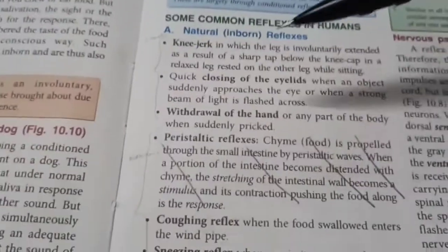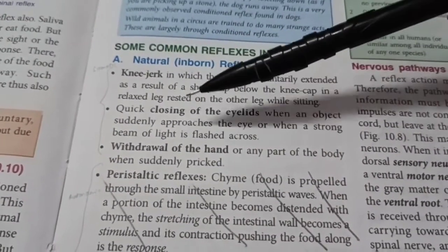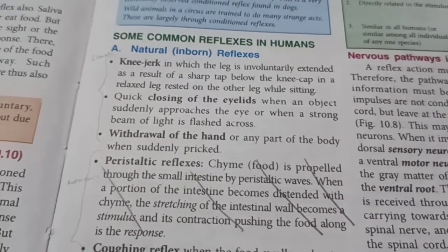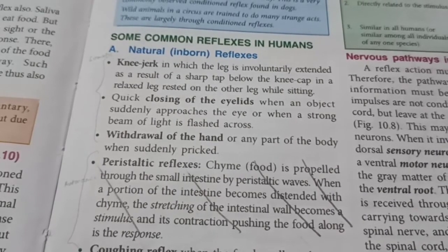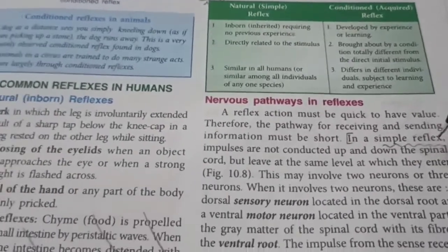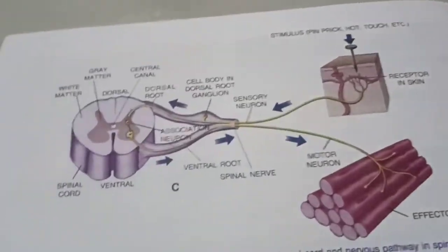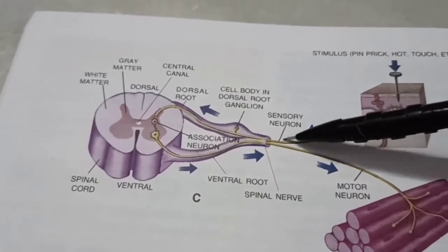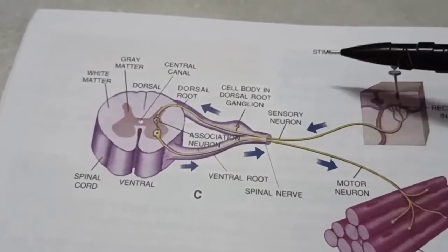In natural reflexes, remember that coughing and sneezing are autonomic, whereas knee-jerk and withdrawal of hand and closing of eyelids are somatic. But they are natural reflexes nevertheless. Reflexes can also be simple as well as complex. A simple reflex is the one in which the impulse through the sensory neuron and the impulse through the motor neuron are at the same level. But what if they are at different levels or different heights?